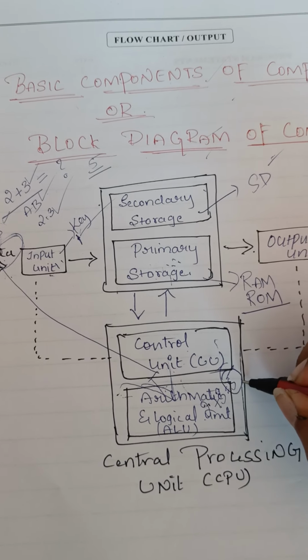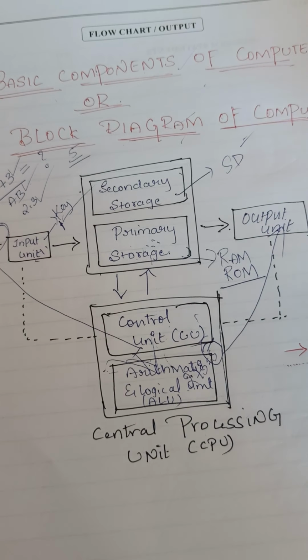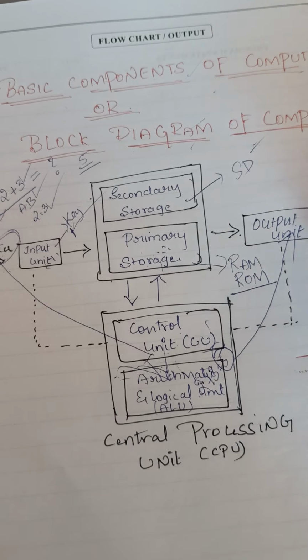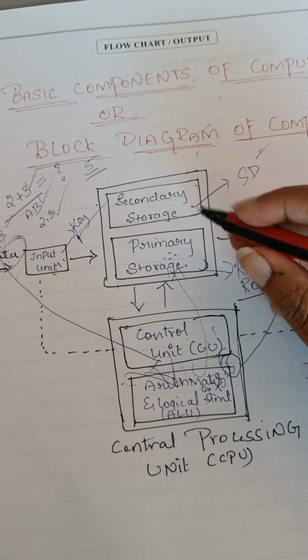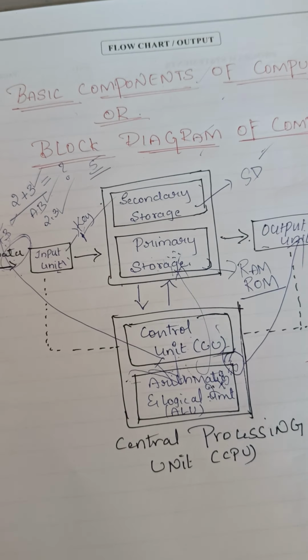This 5 goes to the output unit directly. Sometimes the output moves to the primary storage first. After it is stored, it comes to the output.